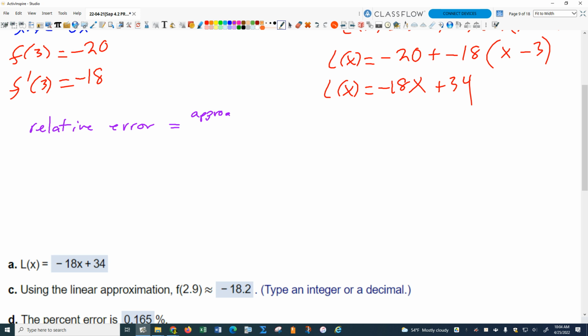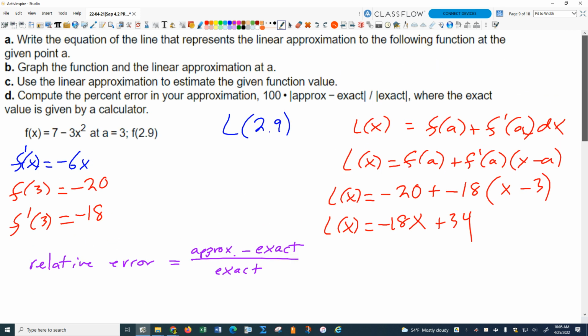Oops, can't spell approximate. Approximate value minus exact value over exact value. Okay? And they write this with absolute value bars. That's okay, but then what's going to happen if I write it with absolute value bars? Obviously, what's that ensure that my answer is always going to end up being? Positive. Okay, so we're not really concerned about the sign there.